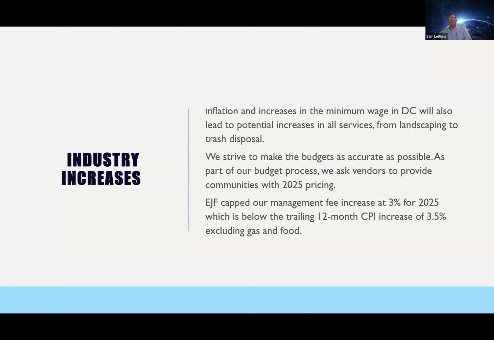For EJF, we are going to be capping our management fee increase at 3% for 2025. When I looked at the 12-month trailing CPI, it was about 3.5%, excluding gas and food, but we've settled on 3% for next year. Real quick, Sam, looking online, the WSSC 2025 budget proposed a 12.1% increase overall to their budget, but I'm not seeing anything that has the approved number for WSSC yet, but we'll keep on that for you guys.